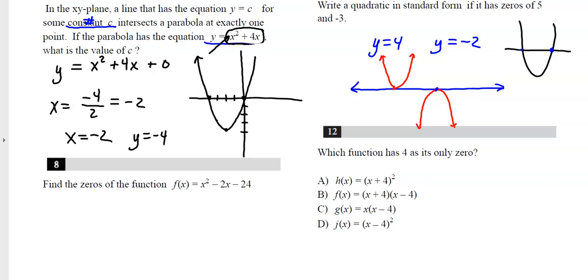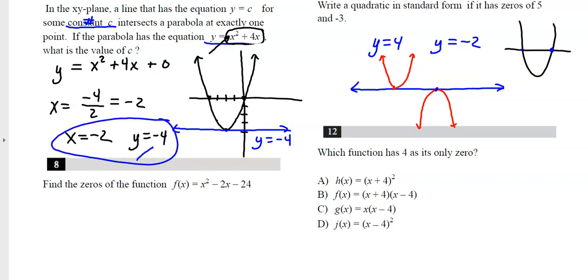Well, the only way a horizontal line can intersect that is right here, once. And that line is at y equals -4. So really, once you get the vertex, you kind of have the answer right there.